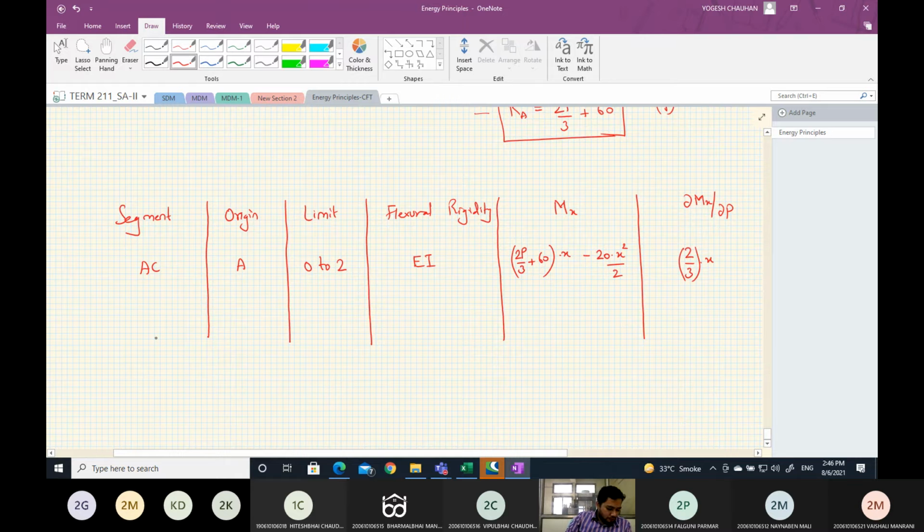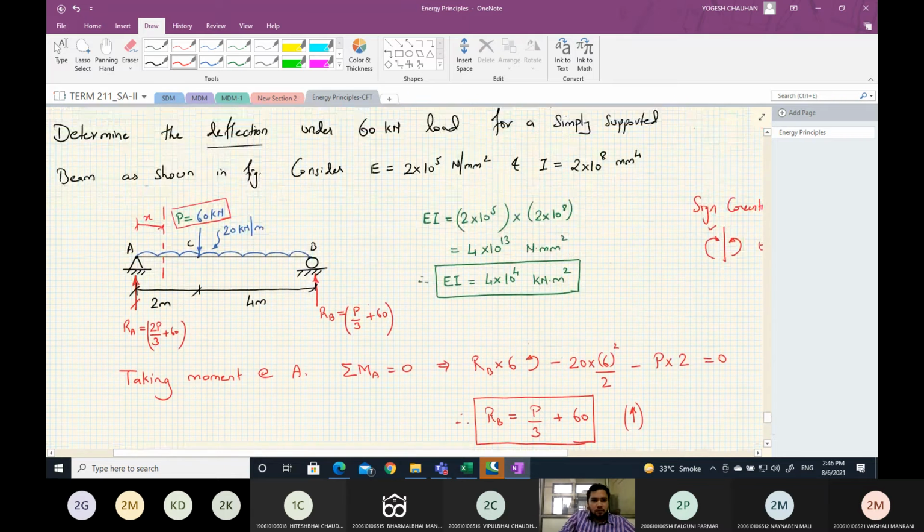Now the second segment, that is CB. Now here we'll take a section, instead of taking distance x from C or A, we will take this distance from B. That will make our calculation easy. Otherwise, if you are measuring x from here, then you have to consider all these loads, RA, this 20 kilonewton point load, and this 60 kilonewton point load also. So instead we will consider section at a distance x from B.